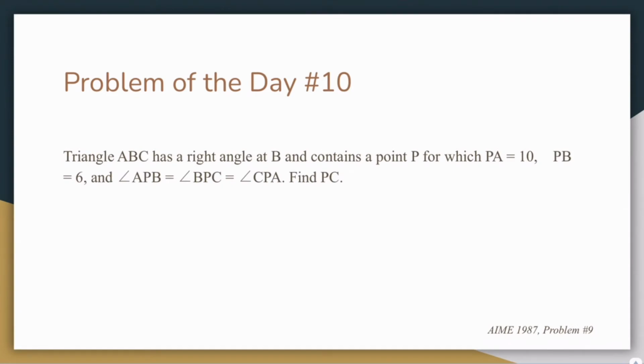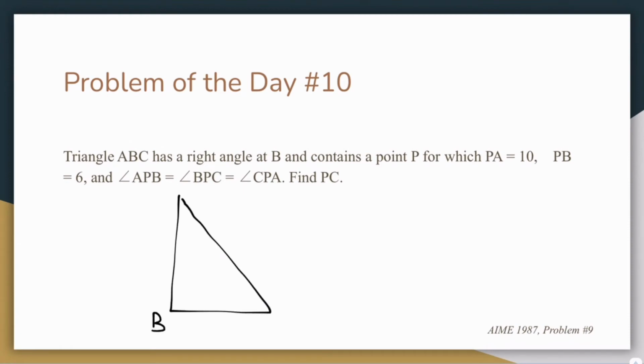Problem number 10 was problem number 9 of the 1987 AIME. Triangle ABC has a right angle at B and contains a point P for which PA equals 10, PB equals 6, and angle APB equals angle BPC equals angle CPA. Find PC. Well, first, let's draw the triangle.